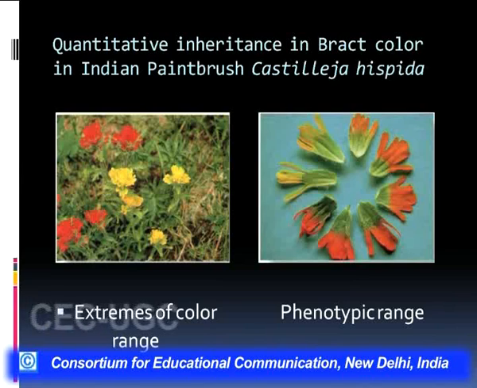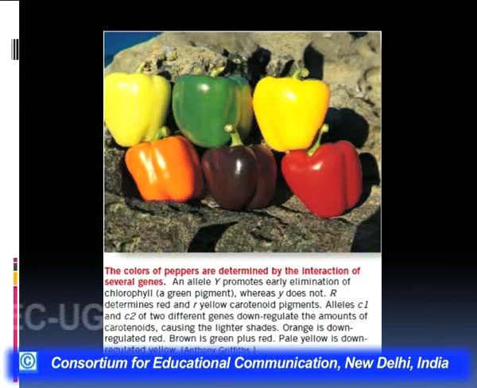We can also find this in the bract color of another plant, the Indian paintbrush, botanically Castilleja hispida. There are extreme ranges of color varying from light yellow to bright red. But if we see the phenotypic range, it is showing us different hues of orange, yellow, up to flaming red. Now, typical Mendelian genetics cannot account for these intermediate forms. We have to think of something else.